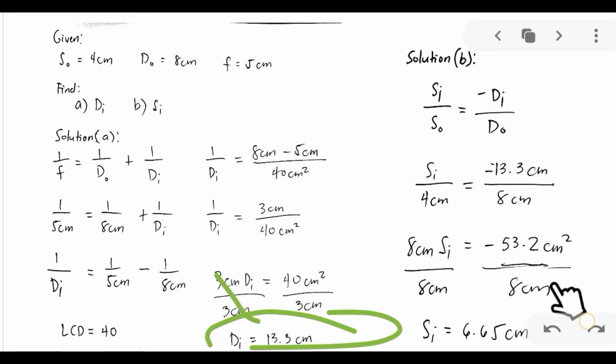And then divide both sides by 8 cm, so you will be able to cancel this one, and then you will have here negative 53.2 cm squared over 8 cm. Therefore, size of the image, dividing that, will yield negative, this one is negative, I'm sorry, negative 6.65 cm. The answer here. So this is negative 6.65 centimeter.